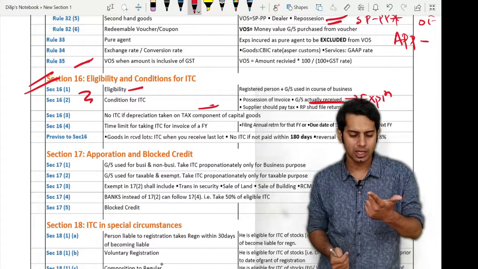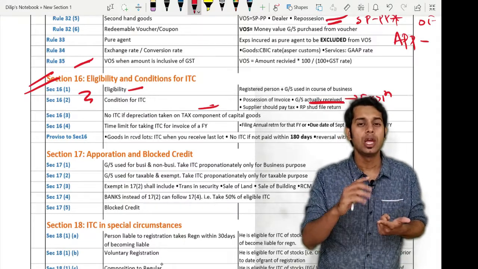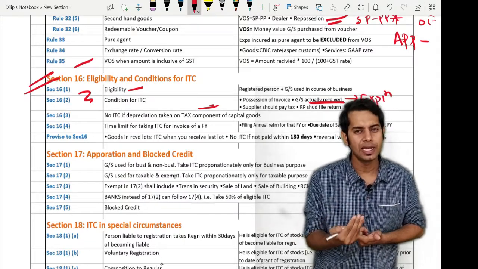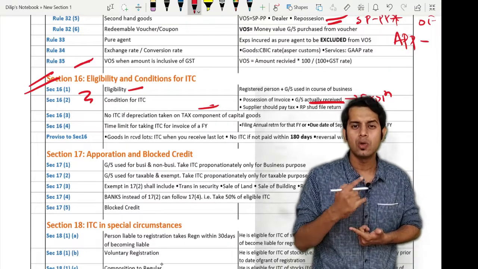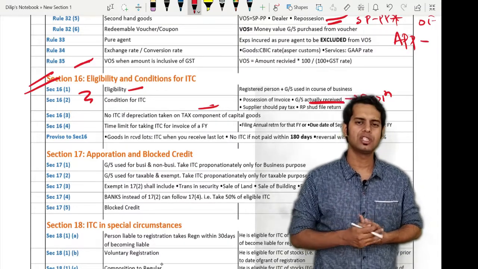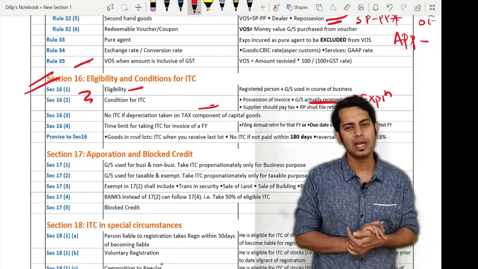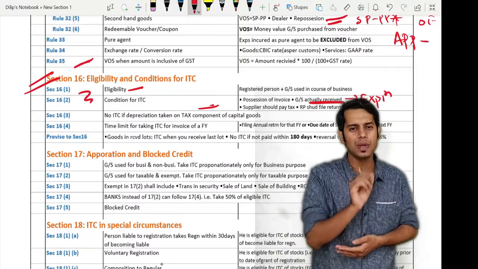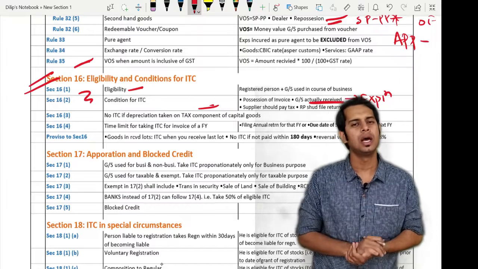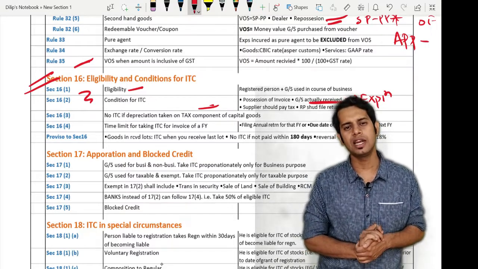Then provision number 2: if you don't make the payment within 180 days from the date of invoice, then you will have to reverse the input tax credit which is already taken by you, along with interest at 18%. What is this telling? If you are not making payment within 180 days, you will have to reverse input tax credit along with interest at 18%.